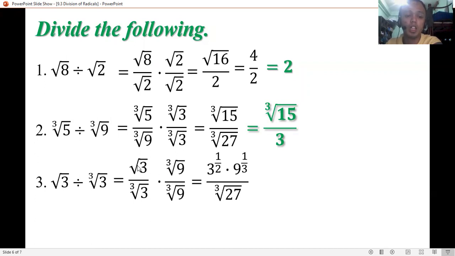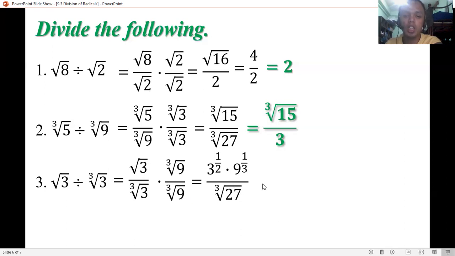Naalala ko na. Ito pala yung i-rewrite natin into exponential form, kasi nga mapapasok na tayo sa multiplication ng radicals. Okay? But since they having a different index, we cannot multiply immediately these two terms. What we should do here is to rewrite it into exponential form. For the square root of 3, we have 3 raised to 1 half times 9 raised to 1 third. And then dito, since pareho naman yung index, 3 times 9 is 27 na kaagad.